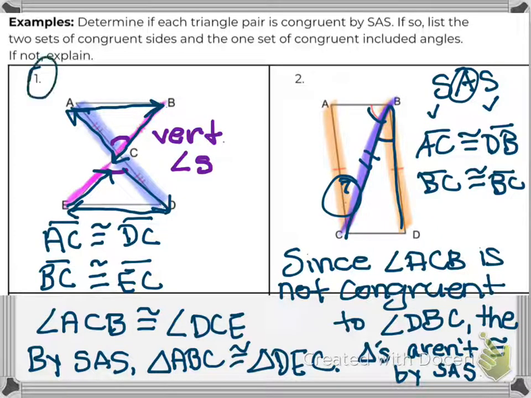Okay, so in number 1, I had two sets of sides that were congruent and the included angle, meaning the angle formed by those two included sides. But on number 2, although I had the two sets of sides, I was missing this angle. It was not the included angle for triangle ABC that was congruent, so I cannot use side, angle, side.